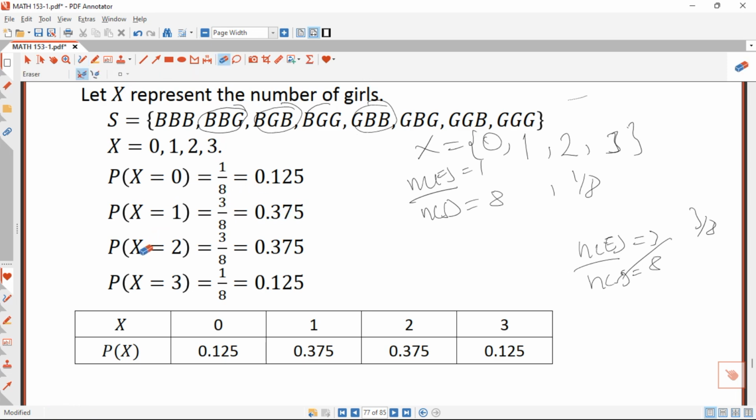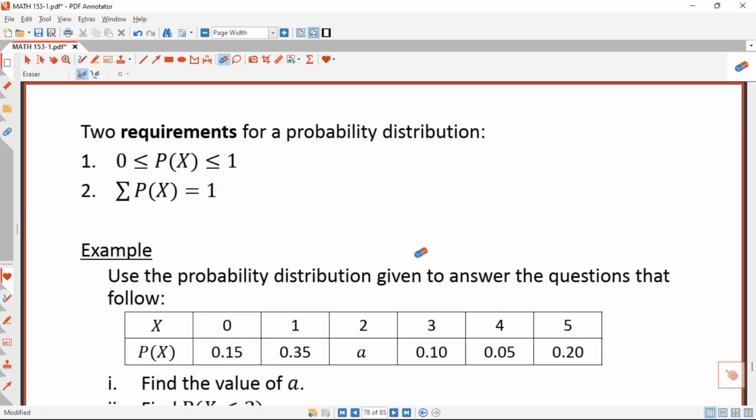And the probability that our x is equal to 2 means that we are having 2 girls. So this one we are going to get 3 divided by 8, as they had here. And then the last one, the probability that our x is equal to 3, means that we have 3 girls, so I'm going to get 1 divided by 8. When you add everything, you are supposed to get 1. So that is how it is.